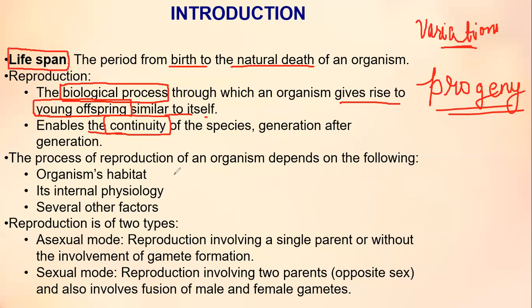Next, the process of reproduction of an organism depends upon the following factors: the organism's habitat, its internal physiology, and several other factors. It may be its surroundings, or its mode of nutrition, that is the food that it is getting to eat.